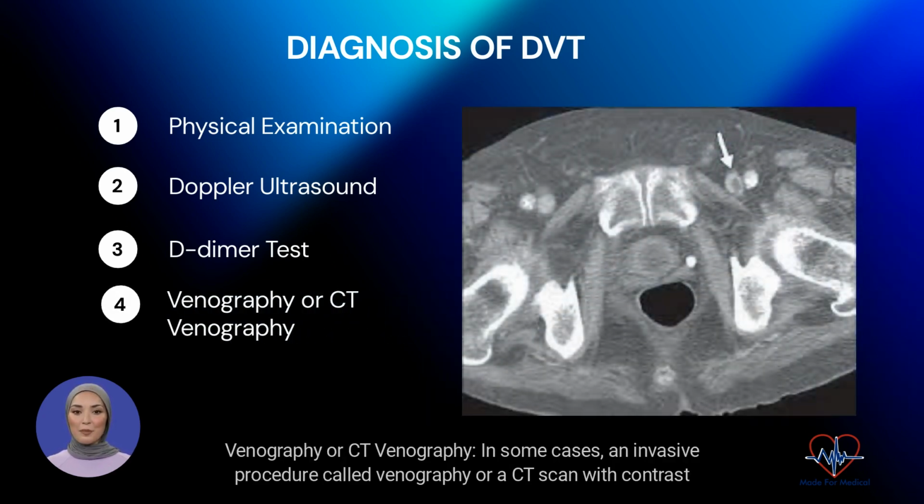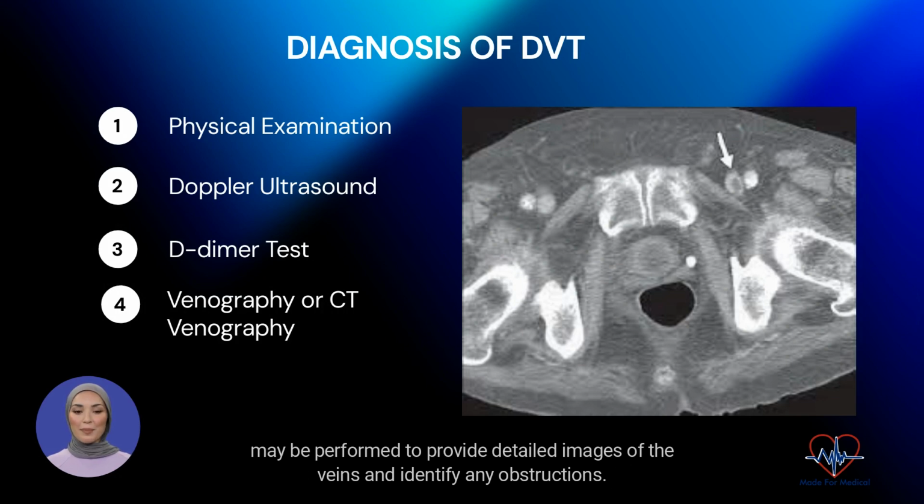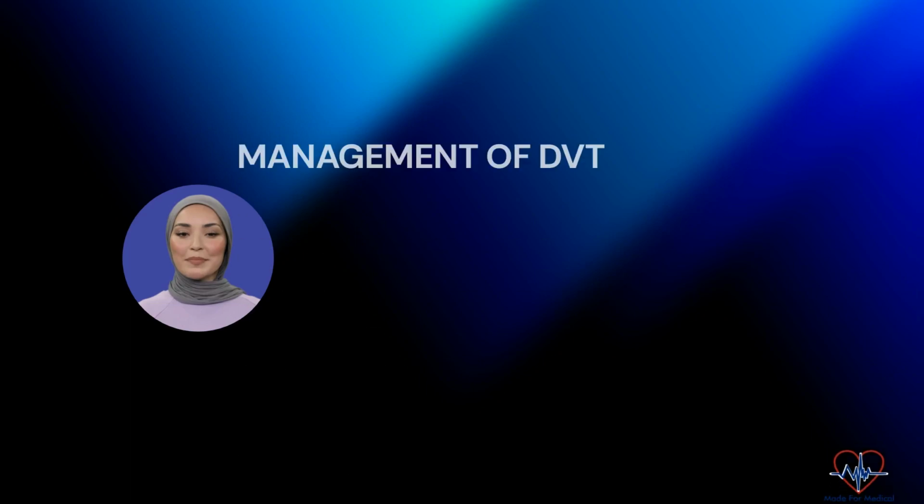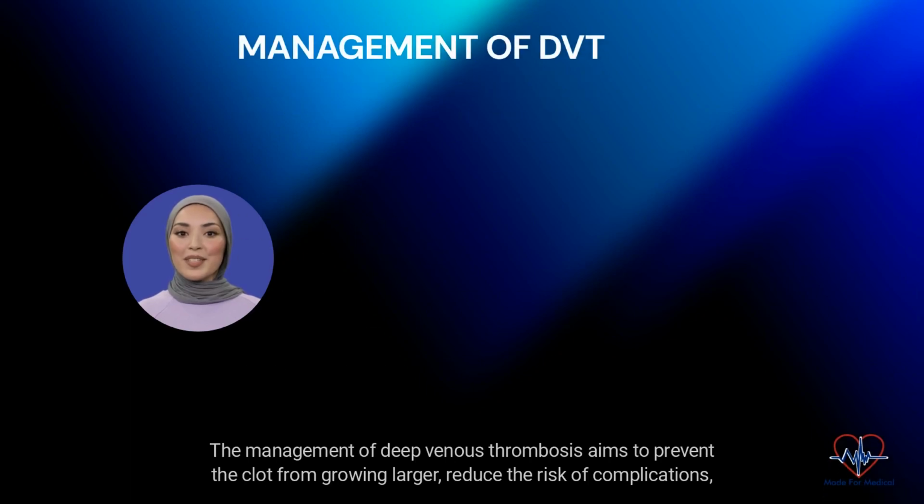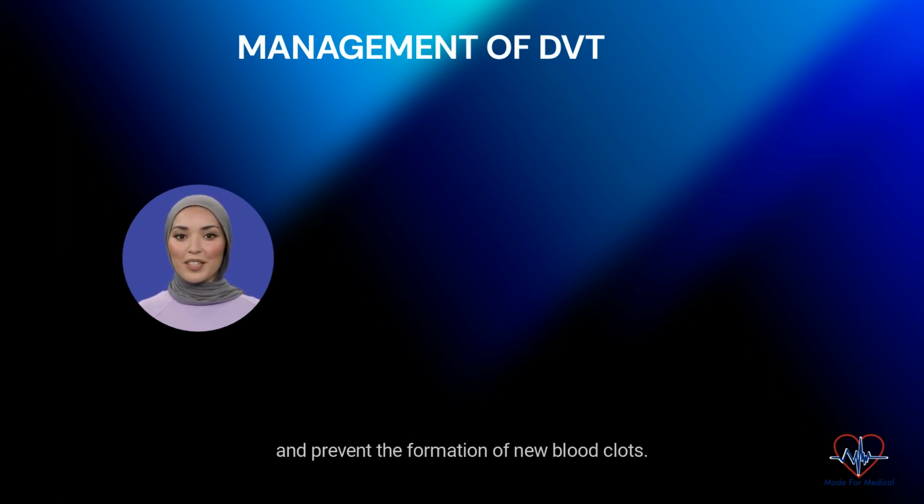Venography or CT venography. In some cases, an invasive procedure called venography or a CT scan with contrast may be performed to provide detailed images of the veins and identify any obstructions. The management of deep venous thrombosis aims to prevent the clot from growing larger, reduce the risk of complications, and prevent the formation of new blood clots.